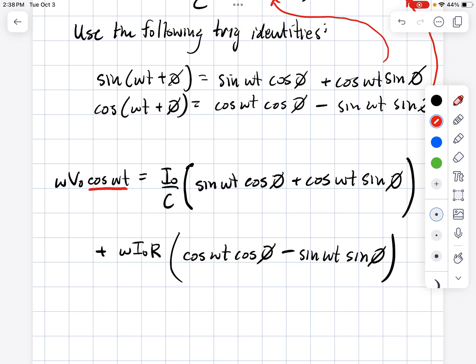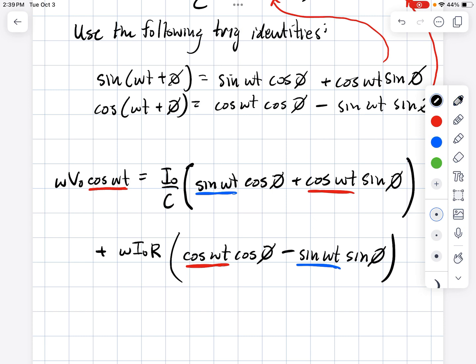We have a cos omega t factor on the left, and we have a cos omega t on the right, and then we have another one on the right. So we can collect like terms. We could also do that for the sine omega t's. We have two sine omega t terms. They're both on the right-hand side. Previously, we wouldn't be able to do any of this because we had cos omega t plus phi and sine omega t plus phi. It wasn't possible to combine any terms.